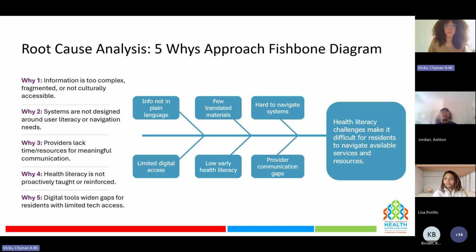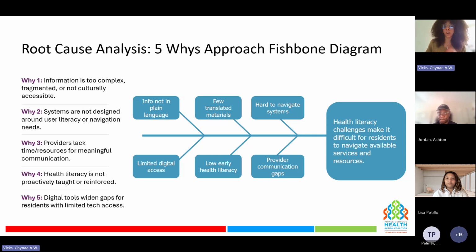We talked a little bit about provider communication gaps that reflect some training limitations as well as time constraints. We also talked about early life literacy opportunities, particularly with our youth and students in elementary schools and middle schools, and how a lot of that is dependent on factors like school funding as well as family support. We talked about fragmented services that make it hard to navigate health systems, especially as many of those systems are really designed in complex ways that assume higher literacy levels for patients and clients. And then there was also conversation around digital access limitations.